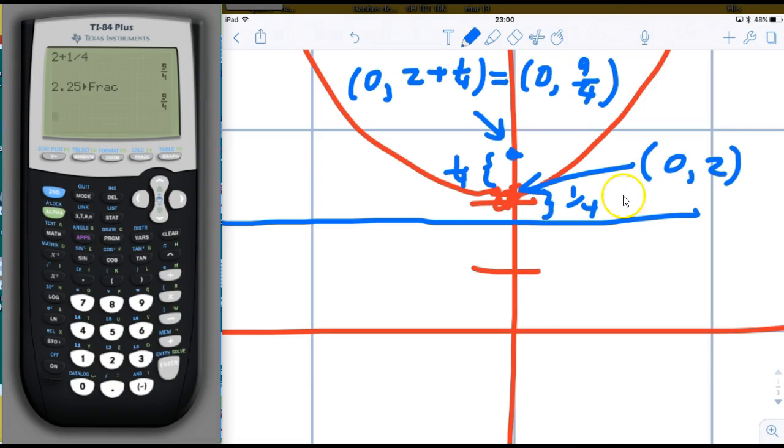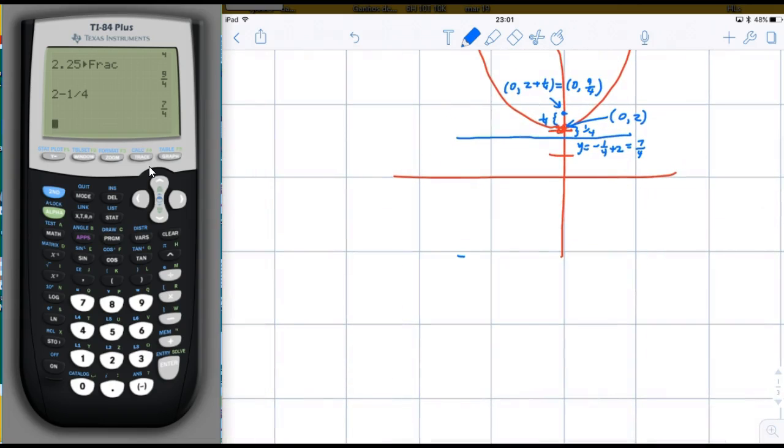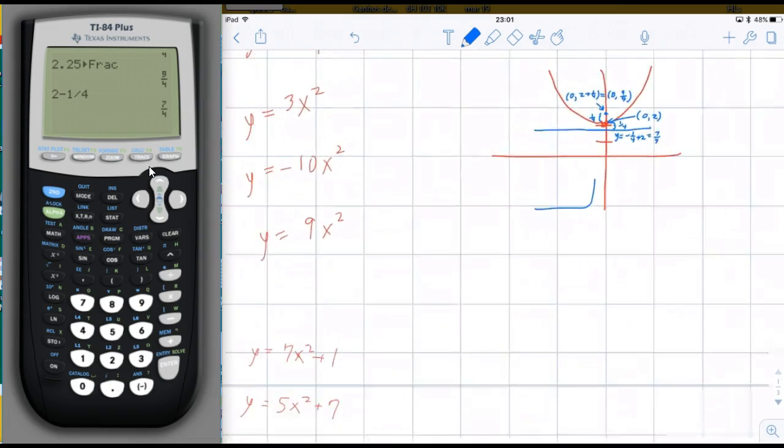The directrix would be, instead of y equals negative 1/4, it would be y equals negative 1/4 plus 2, because we've raised it by a translation of 2. So 2 minus 1/4 is 7/4. Okay, so our directrix here is y equals 7/4. All right, let's try one more.